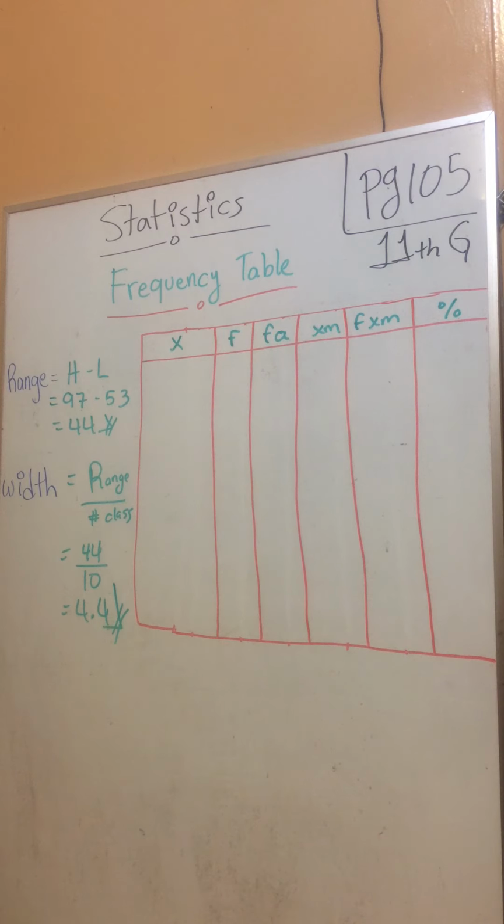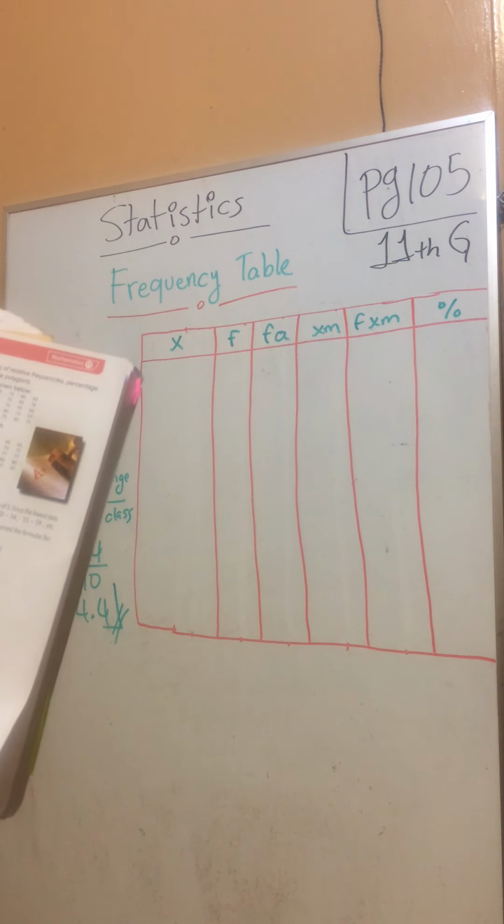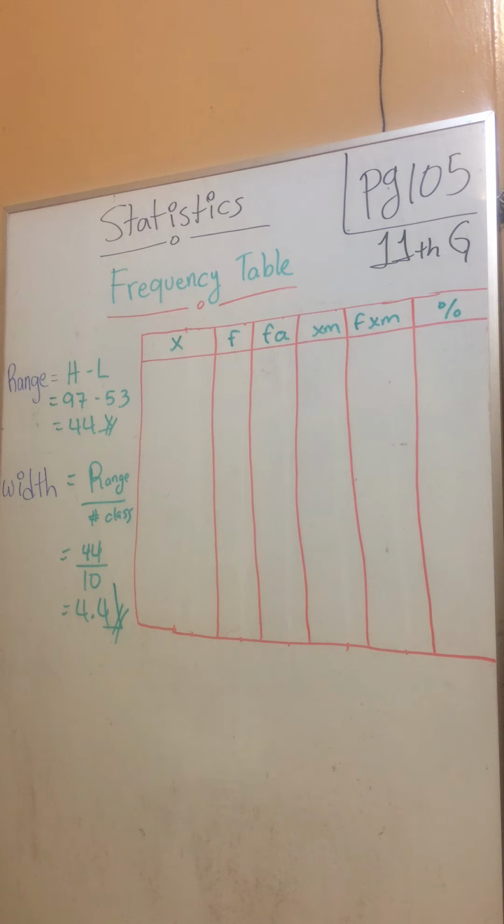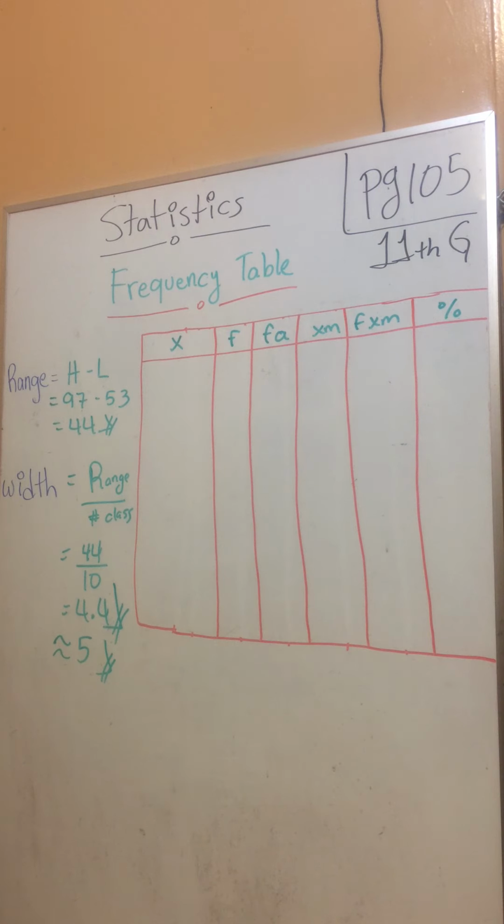Now, the lowest number of the information that we have is 53, because we already know it from the data pool. This is like a data pool. This is where we get all of our information. So if we know that the width is 4.4, we can round this number so that we have a better understanding, because since they are grades and they are whole numbers, they are not decimals. It's better if we round this number from 4.4 to 5, because it's going to be easier to group.